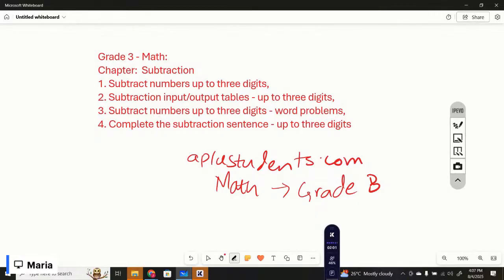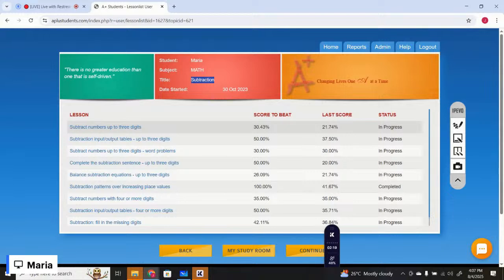So please make sure you have your notebook and pencil so that you can note down the important examples and definitions as well. So here I'm on grade 3 math chapter. We're on subtract numbers up to 3 digits. Let's just start with the first lesson.